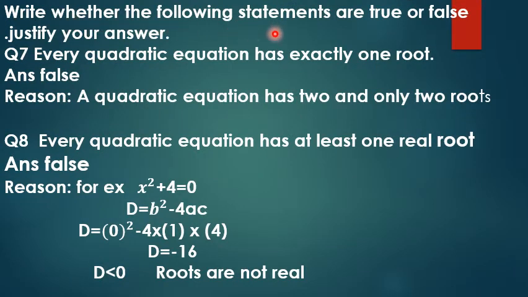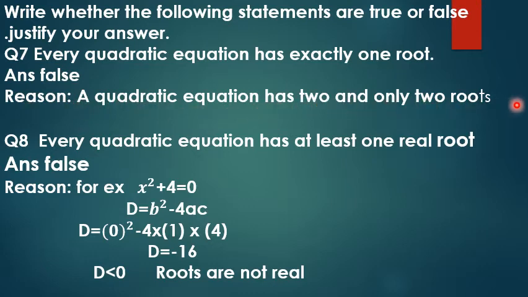Write whether the following statements are true or false. Justify your answer. Question number 7. Every quadratic equation has exactly one root. Its answer is false. In the reason it is given that a quadratic equation has two and only two roots.